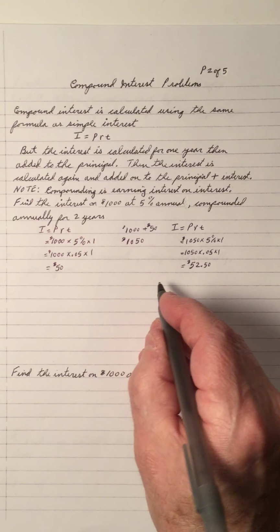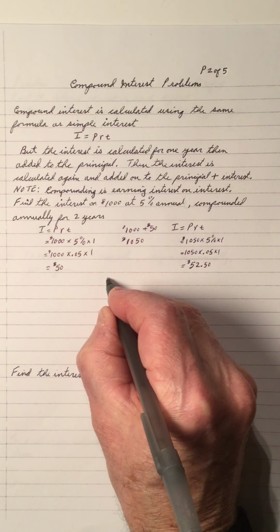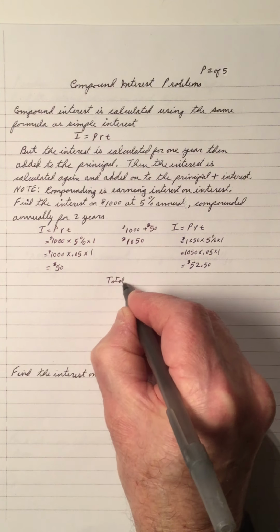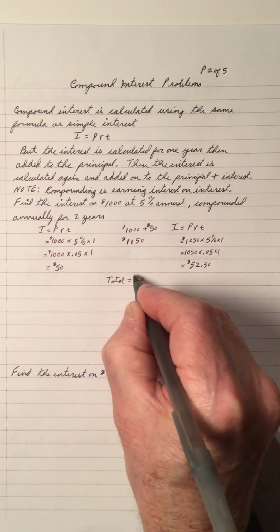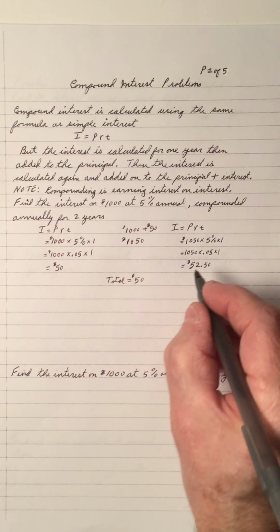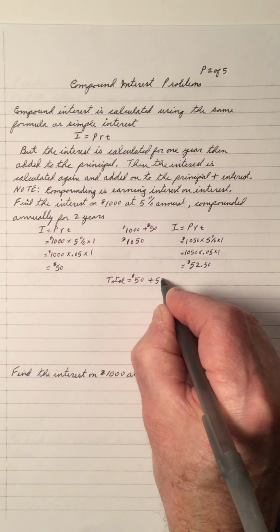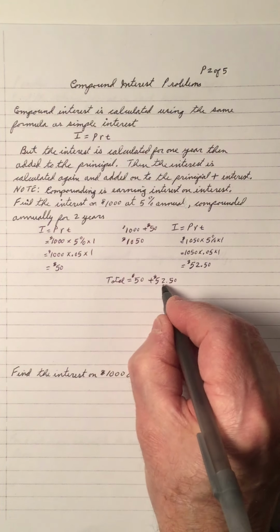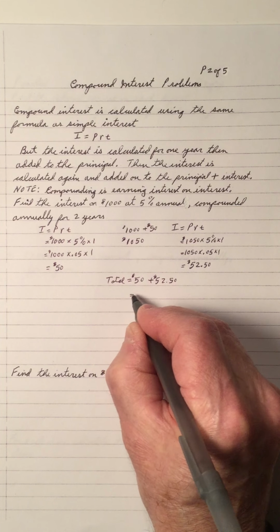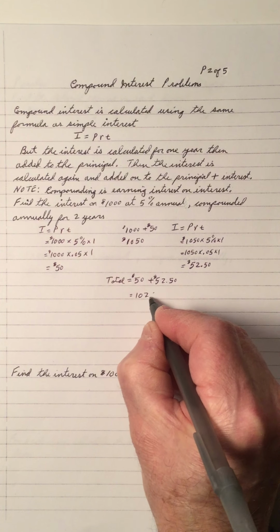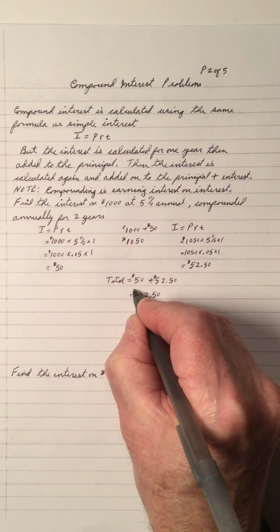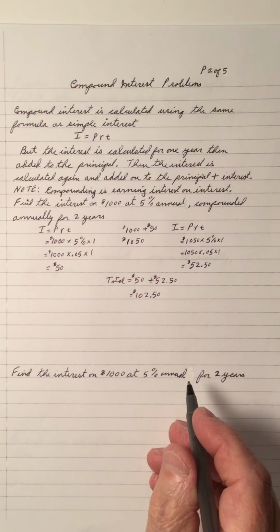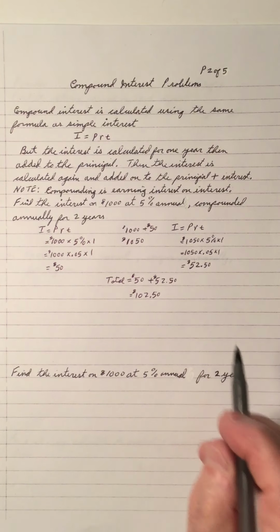So what happens is that the total interest paid is the $50 that we had at the end of the first year, and we got $52.50 at the end of the second year. So if you add $50 and $52.50, you would get $102.50. That's the interest you earned in the 2 years compounding it.